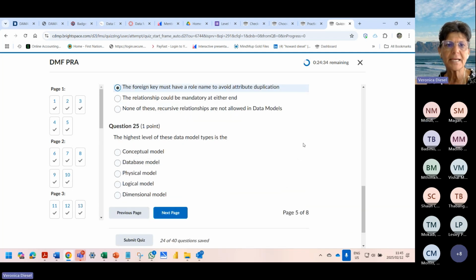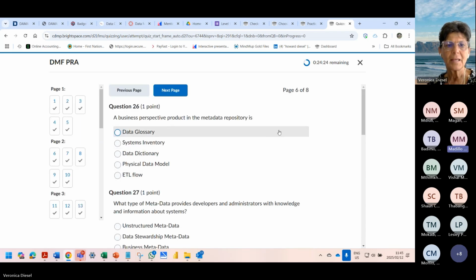The highest level of the data model types is conceptual. A business perspective product in the metadata repository is the data glossary. Whenever they use that word glossary, it's the business glossary. Sometimes they call it data glossary, which is confusing, but glossary is the business one.